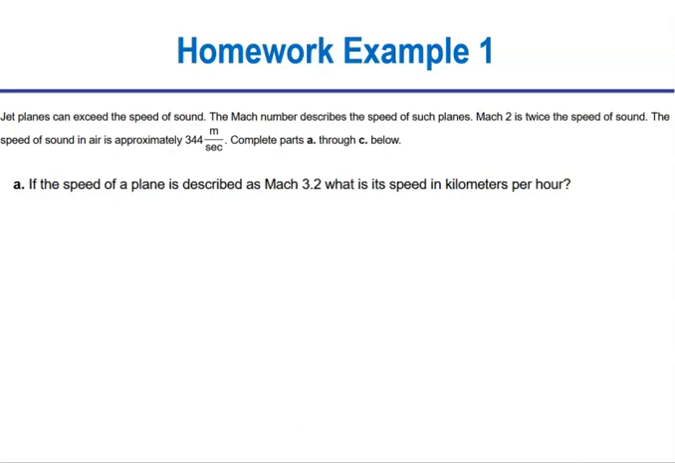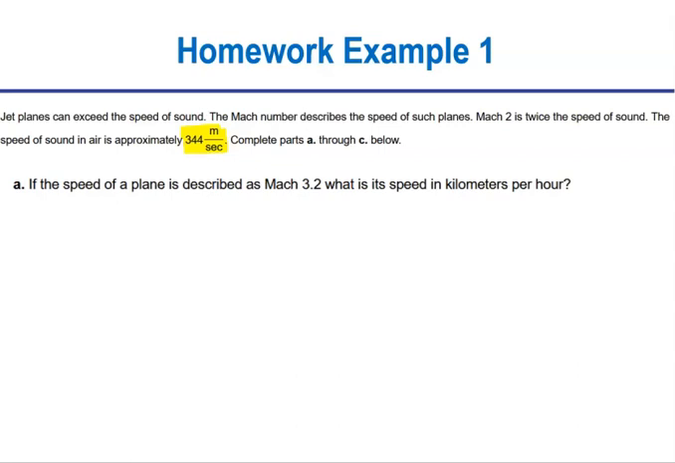So, jet planes can exceed the speed of sound. The Mach number describes the speed of such planes. So Mach 2 is twice the speed of sound. Now it gives us the speed of sound. I'm going to highlight that in yellow so we can easily find it because we're going to need it when we do these problems. Now they want us to complete parts A through C. I have a different page for A, B, and C.